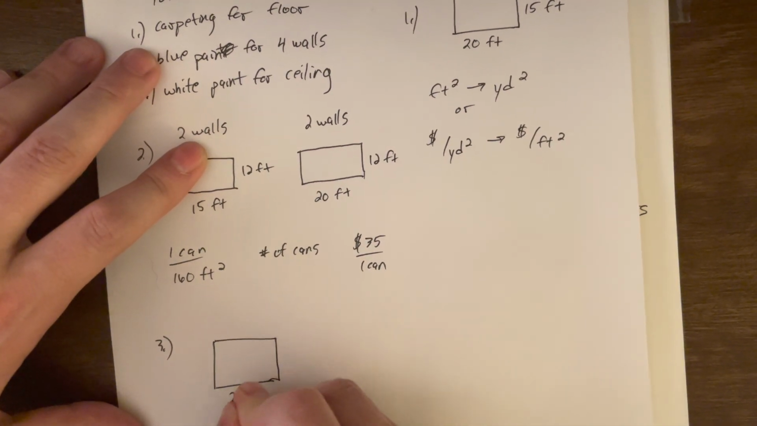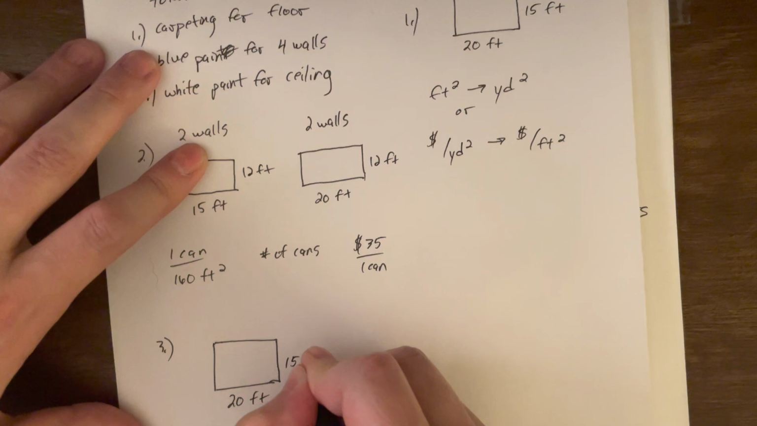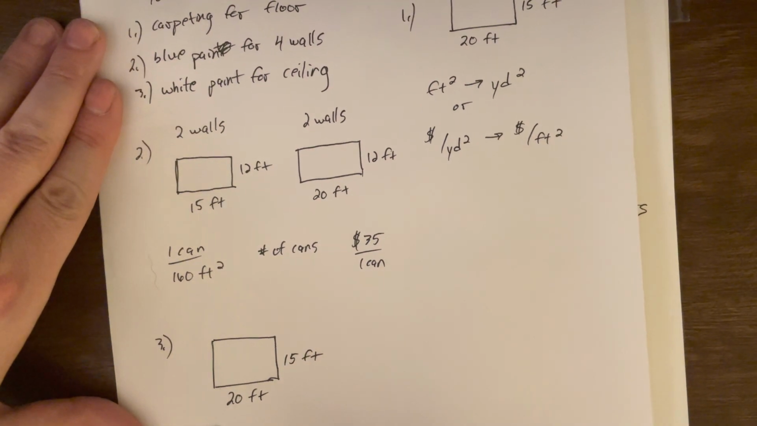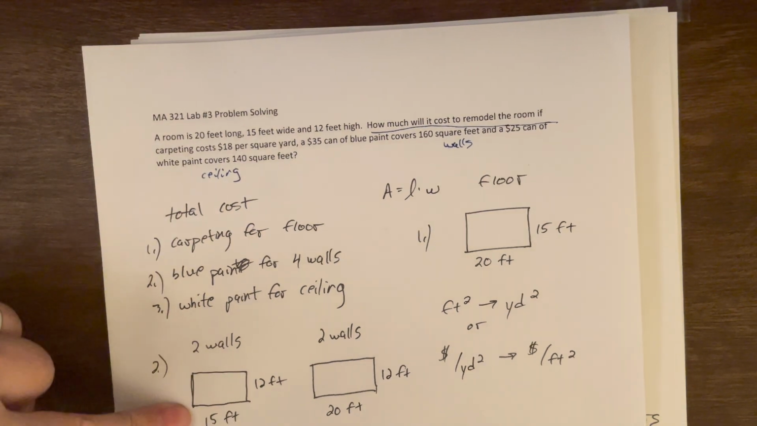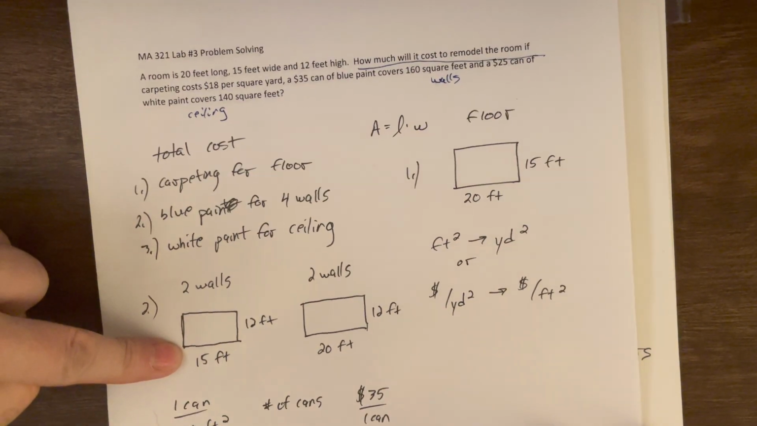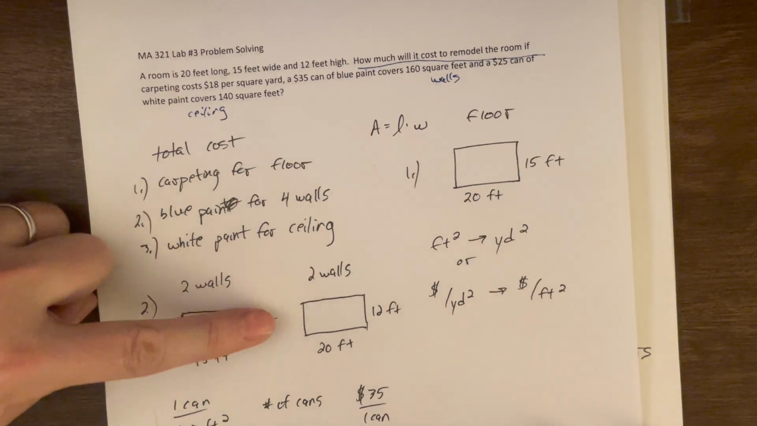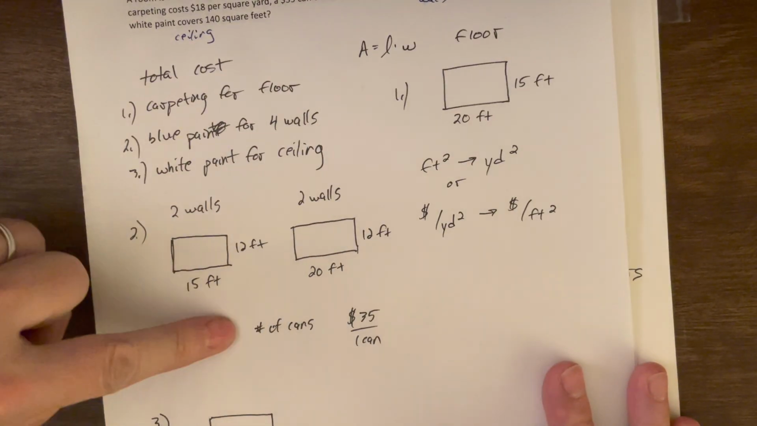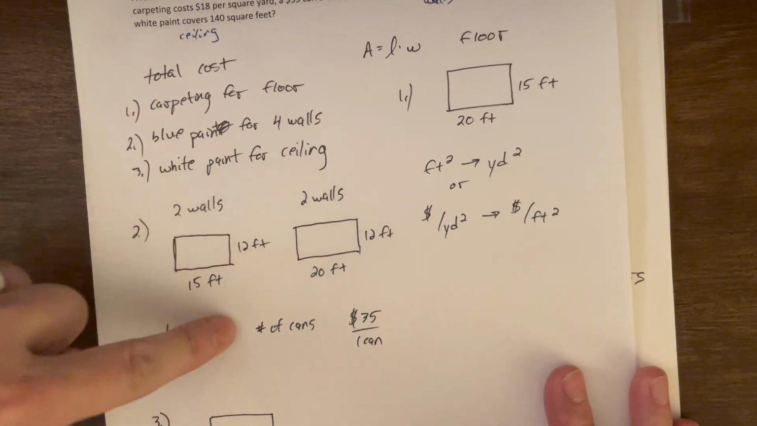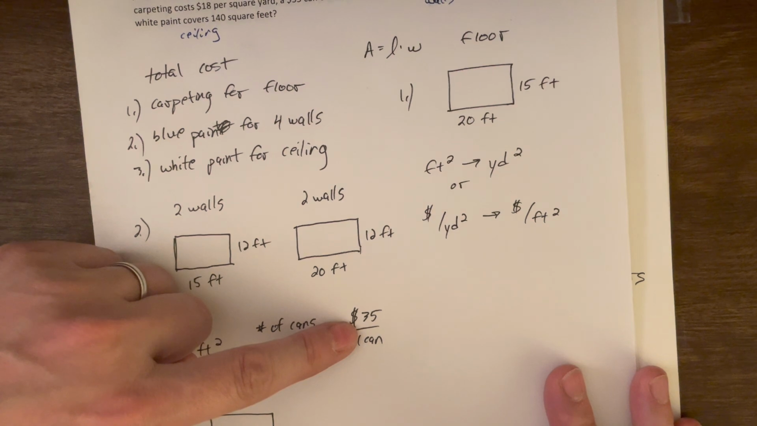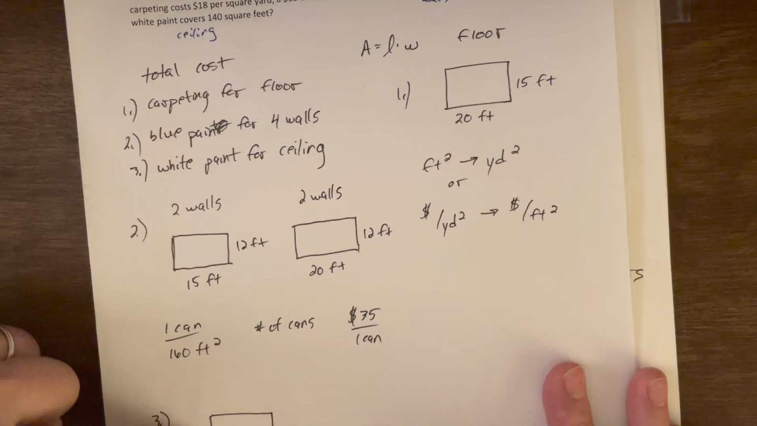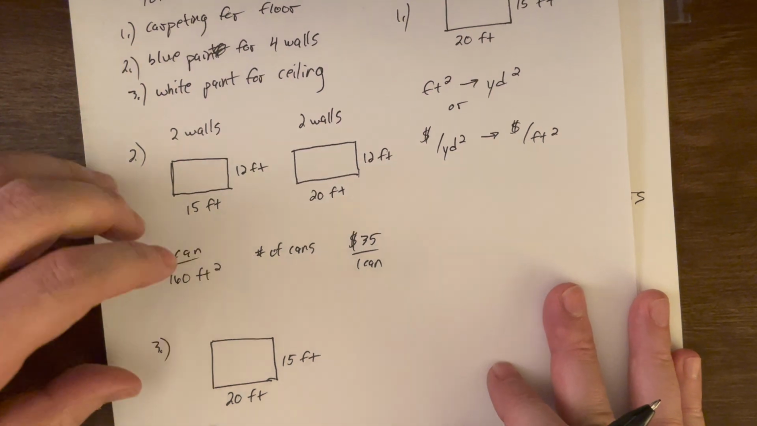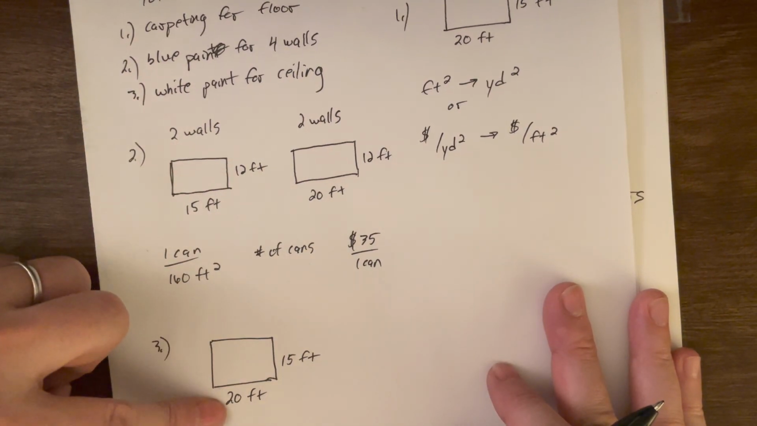So I've got 20 feet by 15 feet. Now this is actually a little bit easier because it's pretty much the same thing that we did with the blue paint situation. We got the total area, we use that to figure out the number of cans, and then we could figure out the total price to buy our blue paint. So similarly here, we're going to need the area, but there's only one ceiling. So we just get that area.